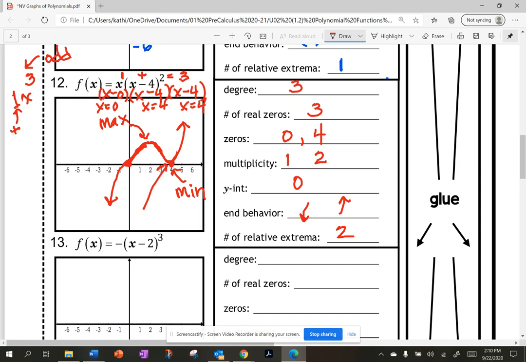At the minimum, at this double root, I'm going to call that a double root. At a double root, I bounce. And on a single root, here I cross the x-axis. So I need to know when I'm crossing and when I'm bouncing.